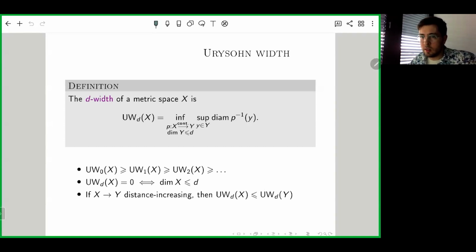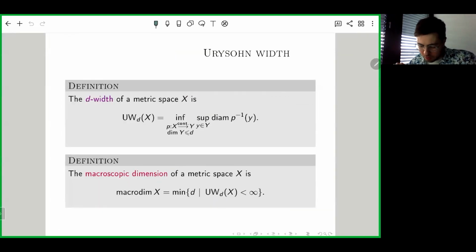I wanted to mention also monotonicity in X. If you have one metric space as an isometric subset of another one, then the widths are monotone in the obvious way. I've formulated it in a bit more general way, but it's pretty much obvious.